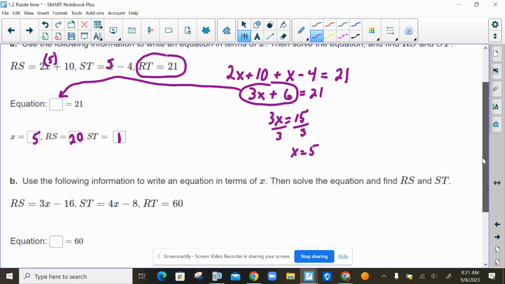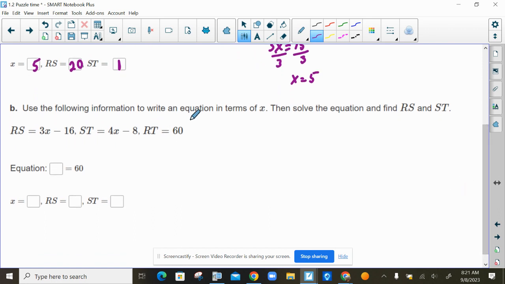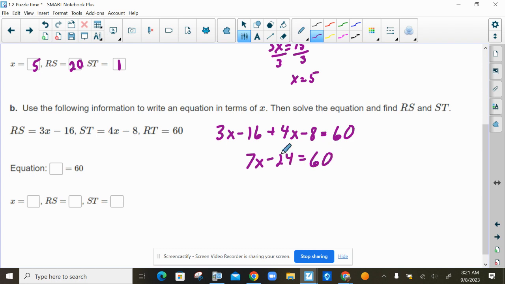Okay, so similar to that is this problem, part B, where you just have to write your equation. RS plus ST is going to equal, in this case, 60. So just like before, simplify, and you're going to end up with this equation. So take this 7x minus 24, type it in here, and then we're going to solve.